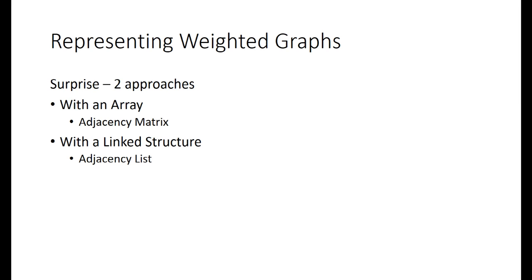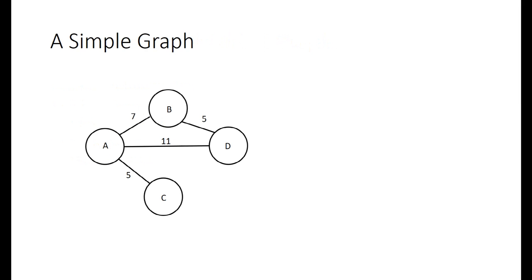Representing weighted graphs, surprise, there are two approaches. We can use an array, in which case we call it an adjacency matrix. We can use a linked structure, we call it an adjacency list. This should sound very familiar to you, very much like the unweighted graph, and indeed it's very much like it, but it's got a few little kinks to it.